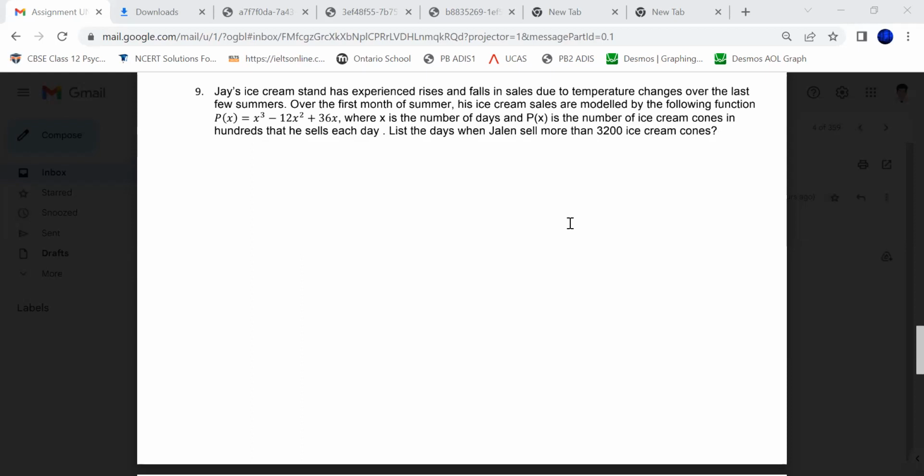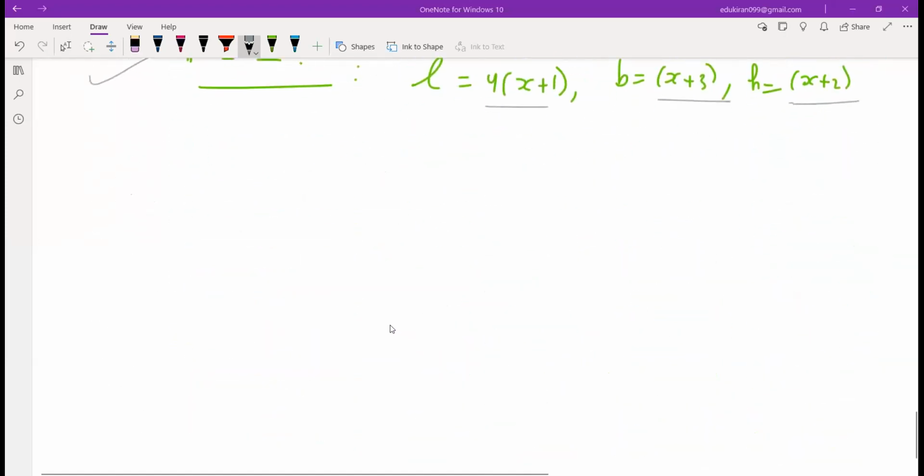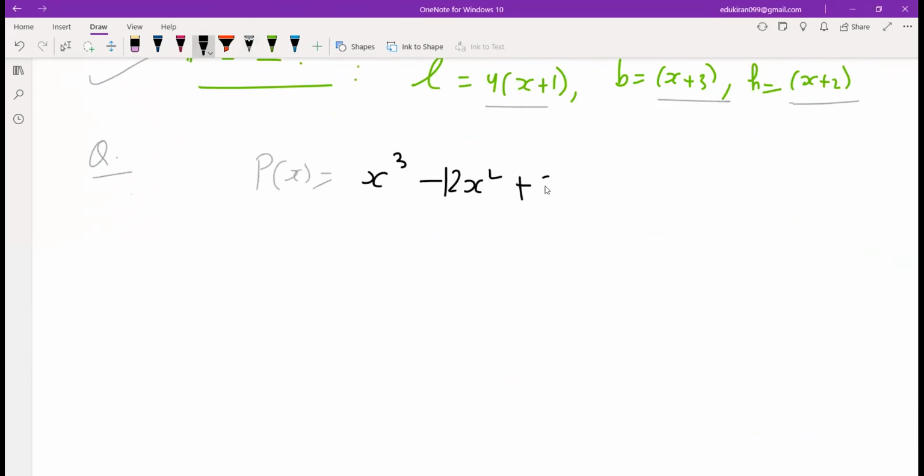No, no. Then it is the second day. So on the second day he sells this much. Okay, fine. So what they are trying to say is, can you tell me P(x)? What is P(x)? P(x) is equal to x cubed minus 12x squared plus 36x.